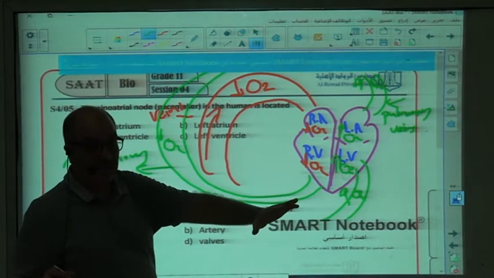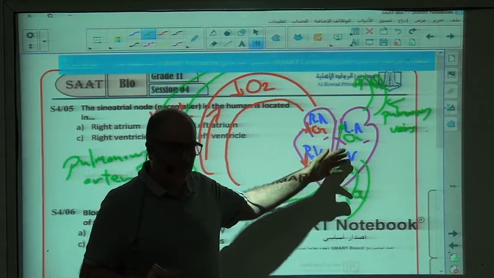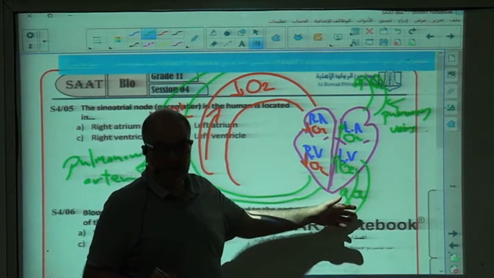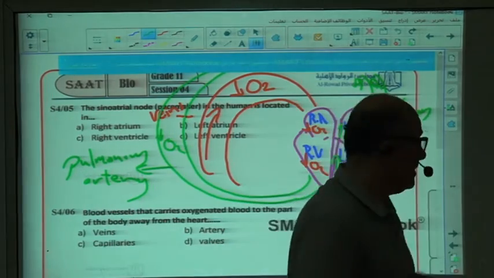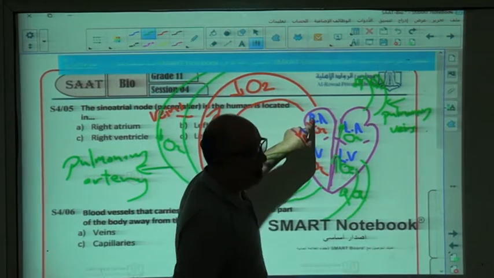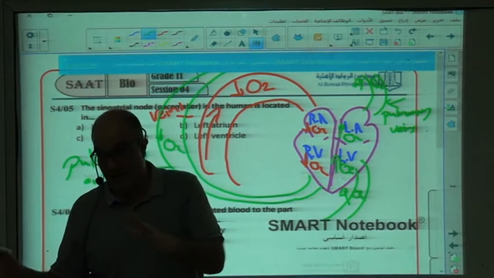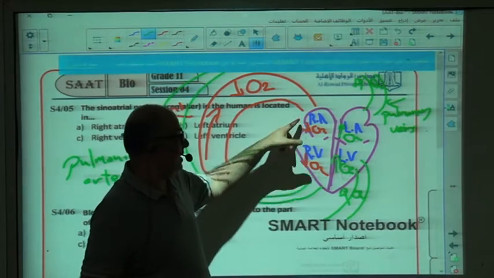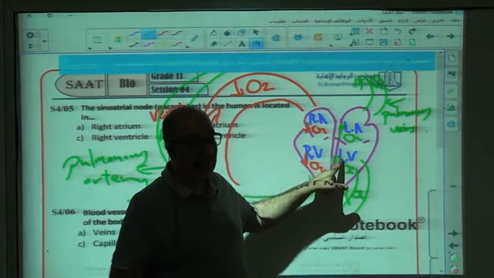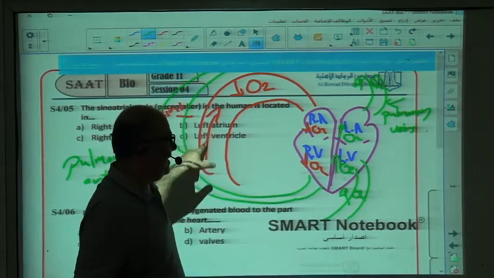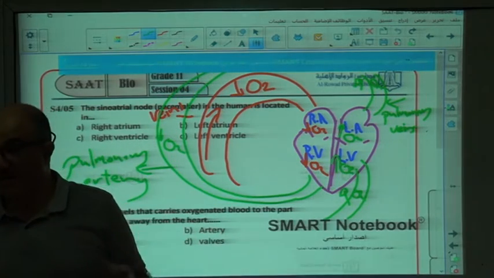Now the systemic circuit, guys, starts from the left atria, ventricle, aortic artery, smaller and smaller arteries, capillaries, then veins, then the blood goes back to the right atrium. So, guys, the pulmonary circuit starts from the right ventricle and ends in the left atria. A systemic circuit starts from the left ventricle and ends in the right atria. Clear? This is the circuit and this is the blood circulation in the whole parts of the body.